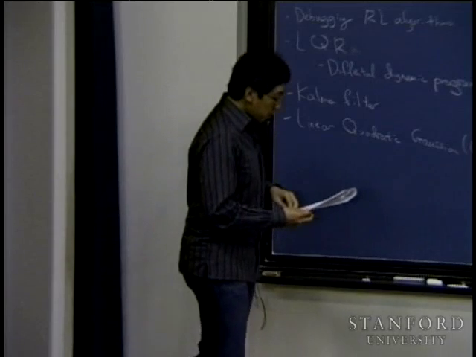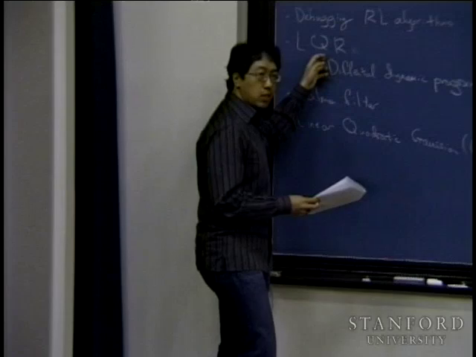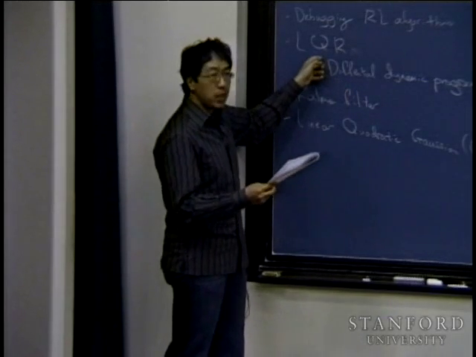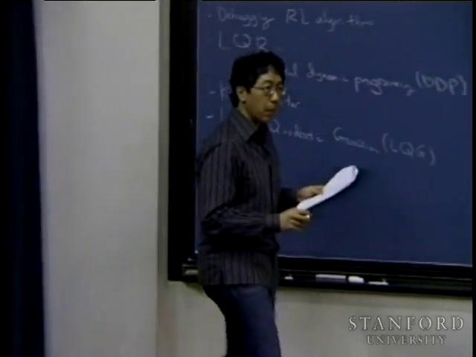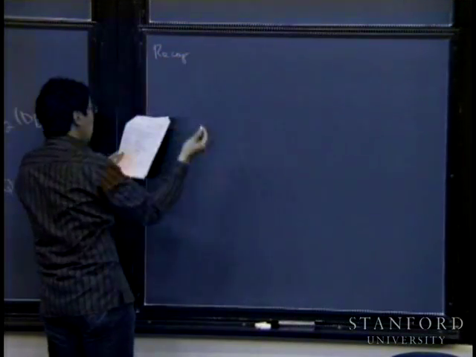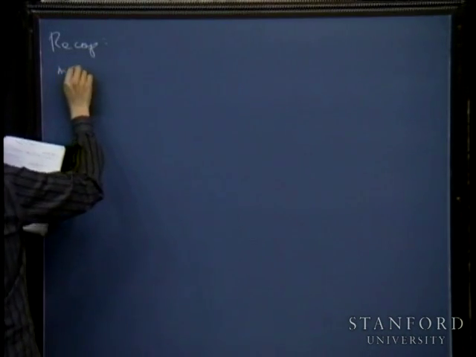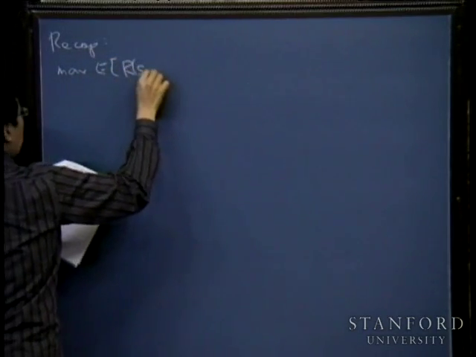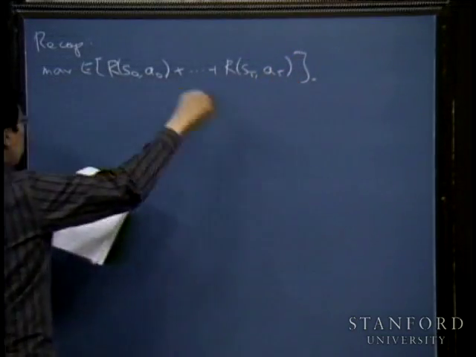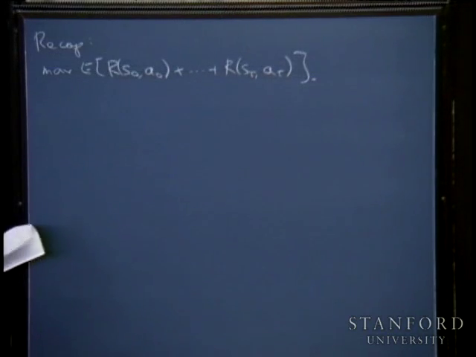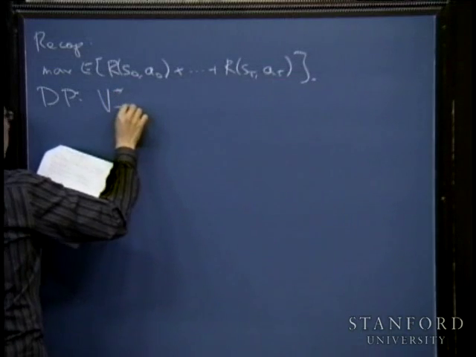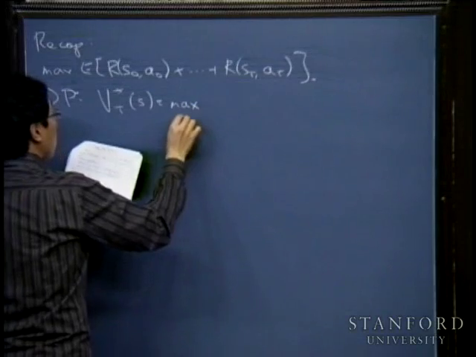So let's go back to our discussion on LQR control, linear quadratic regulation control, and then I want to take that a little bit further and tell you about one variation on LQR called differential dynamic programming. Just to recap, let me remind you of what LQR is. In the last lecture, I defined the finite horizon problem, where your goal is to maximize the finite horizon sum of rewards, and there's no discounting anymore. And then we came up with this dynamic programming algorithm.